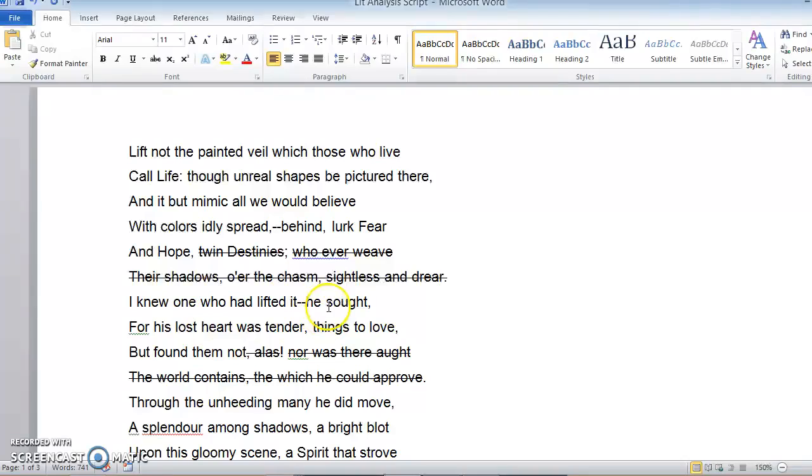And why did he lift it? He sought, for his lost heart was tender, things to love. So he was looking for love, just like everybody else. His lost heart was tender, meaning he's kind of brokenhearted. He's sad. He's looking for love. So he's looking for things to love. Did he find them under that painted veil? No. But found them not.